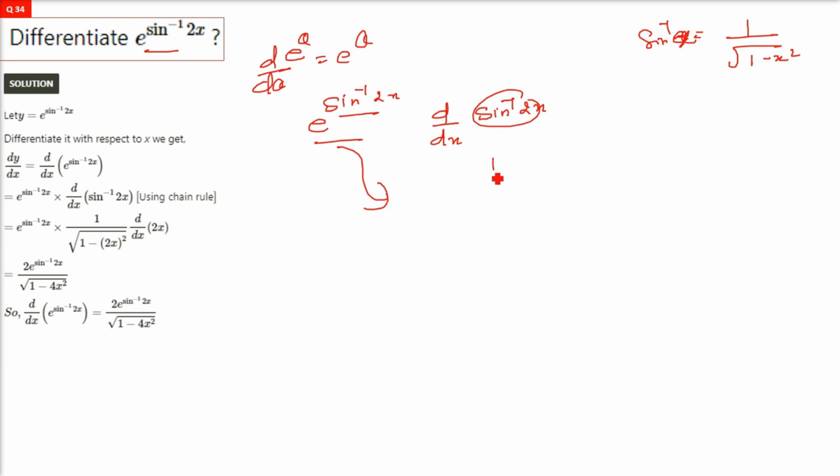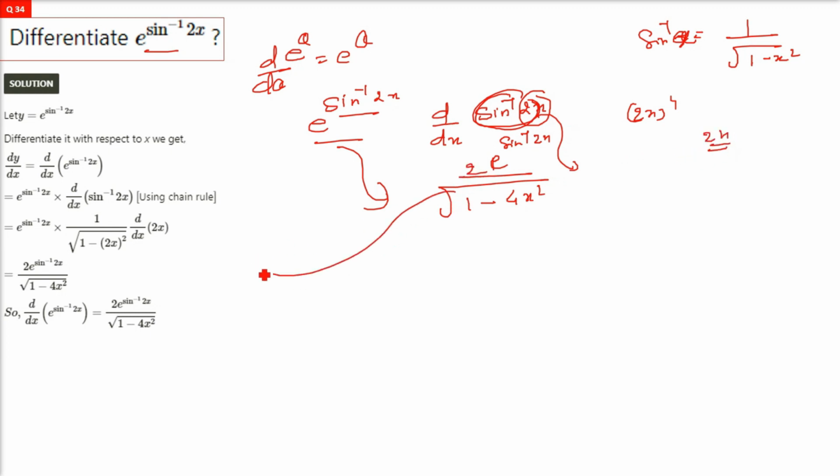But d by dx of sine inverse 2x will be 1 by under root 1 minus 2x whole square. And what is 2x whole square? It is 4x to the power 2. So this is e raised to sine inverse 2x, and then we have 1 by under root 1 minus 4x square. But still 2x is remaining, so differentiation of 2x will be 2. Right? This is your answer.